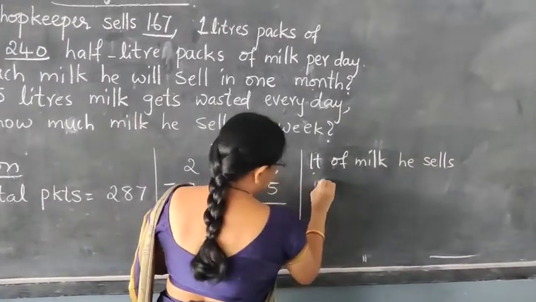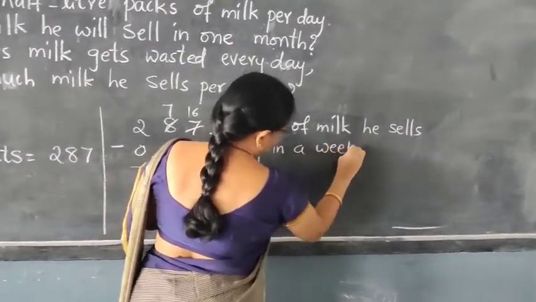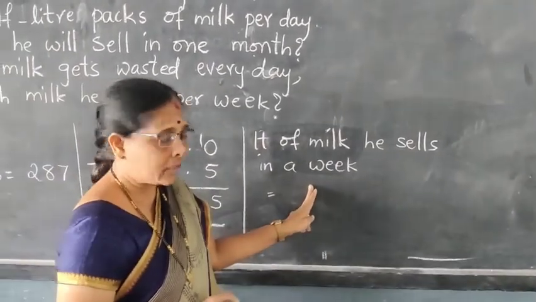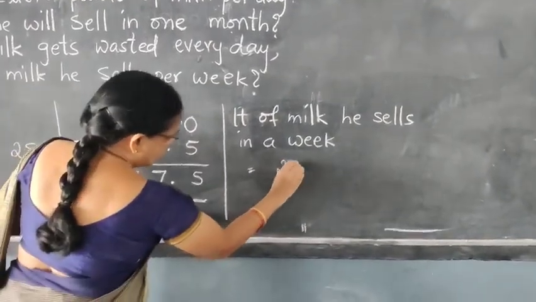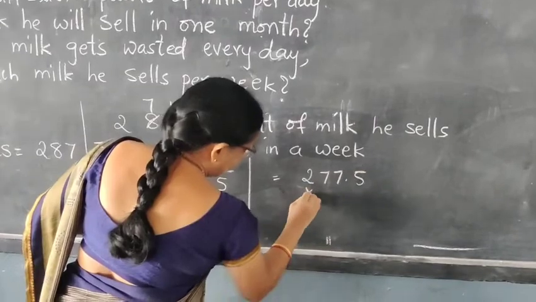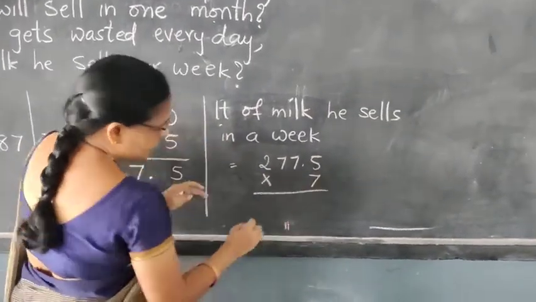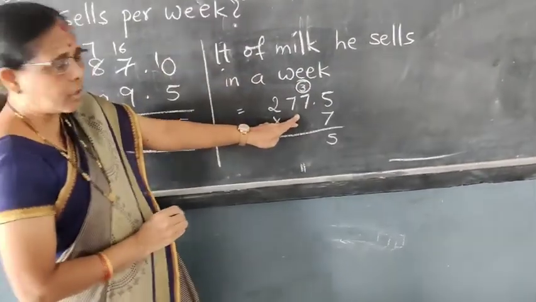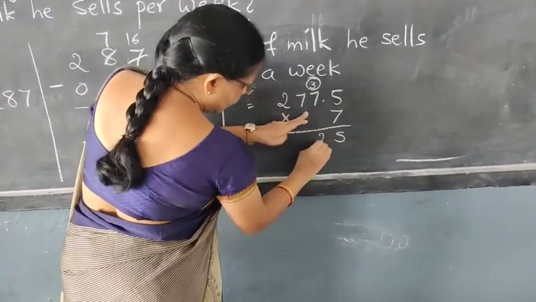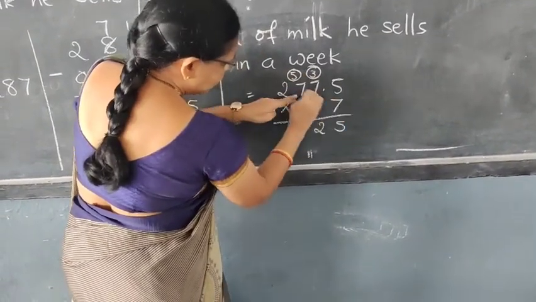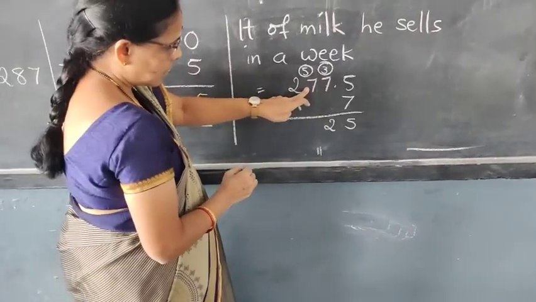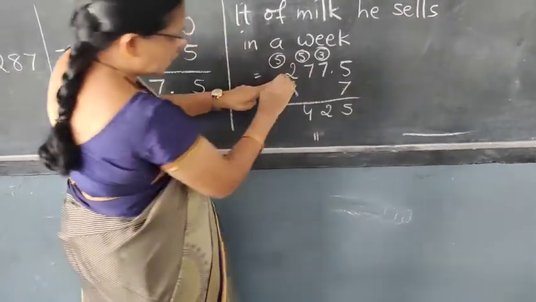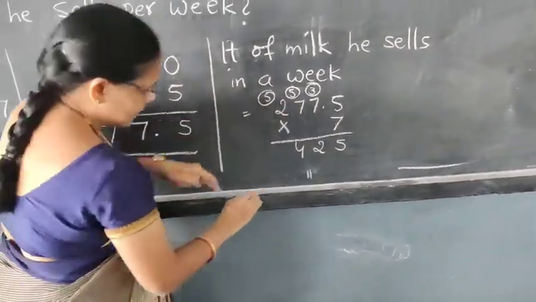He sells in a week, is equal to, in 1 week how many days, children? 1 week has 7 days. So you have to multiply 277.5 into 7. 7 fives are 35. 3 carry. 7 sevens are 49, 50, 51, 52. 5 carry. 7 sevens are 49. 49 plus 5, 54. So 5 carry. 7 twos are 14. 14 plus 5 is 19.